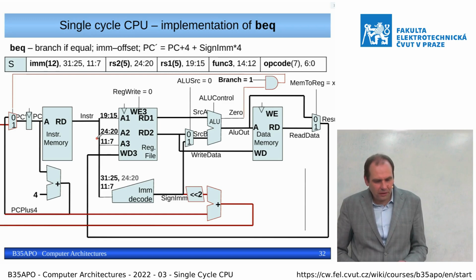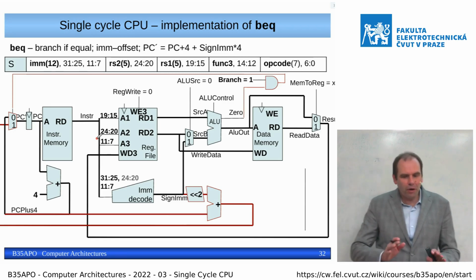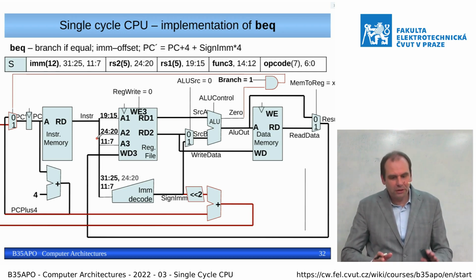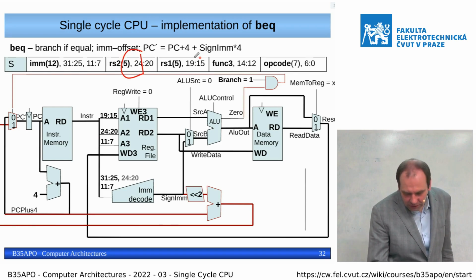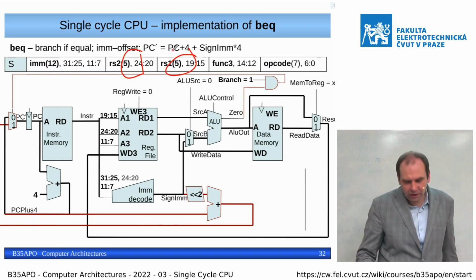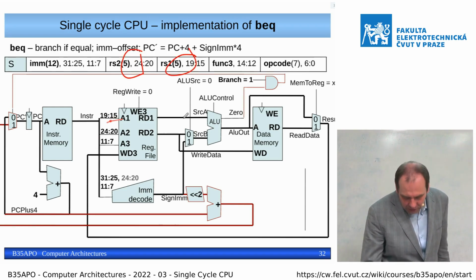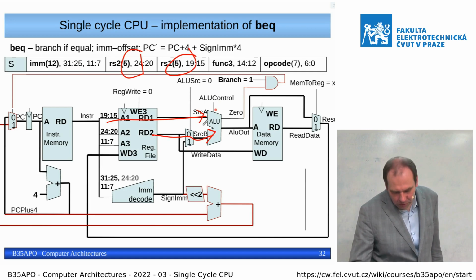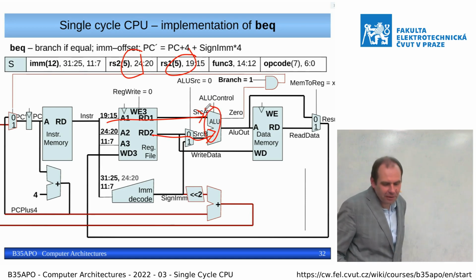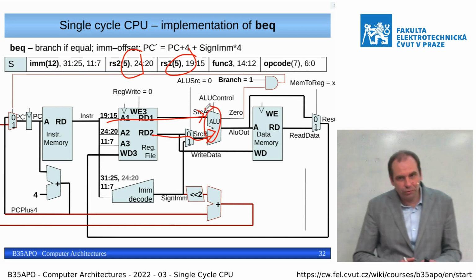And if we want a branch, what does a branch mean? We want to compare, if it is branch on equal, we want to compare 2 registers. But we have there 1 source register, second source register. So it is easy. We take 1 source register. We have possibility to select that we want to provide a second source register to the arithmetic logic unit. We ask the arithmetic logic unit to subtract those 2 values.